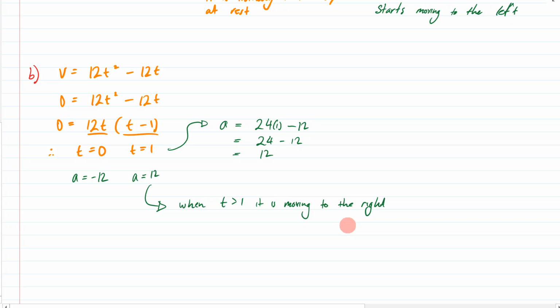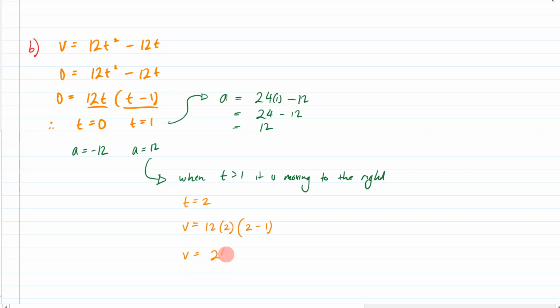And sure enough, you can check this out. For instance, I could take my velocity again, and to test this, when t equals 2, what's my velocity? Well, my velocity would be 12 times 2 times (2 minus 1), which is going to be 24. So I'm moving 24 centimeters a second to the right. And that's what we knew beforehand when we figured out the acceleration, because that acceleration was telling me the change in velocity at that instantaneous moment at t equals 1.